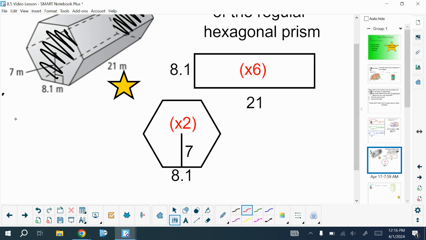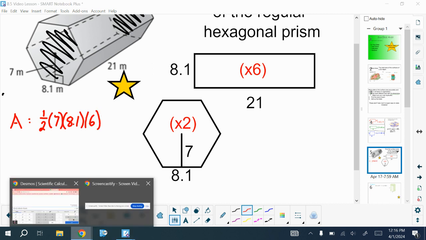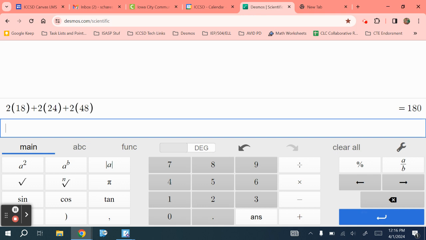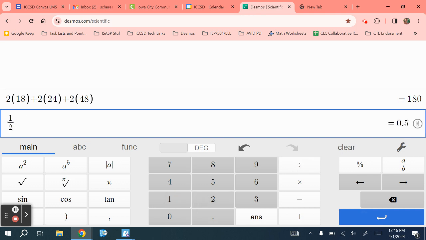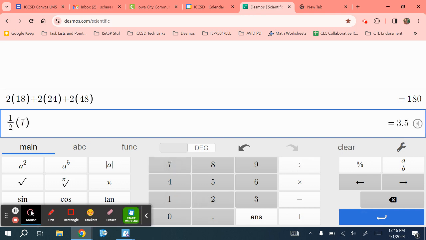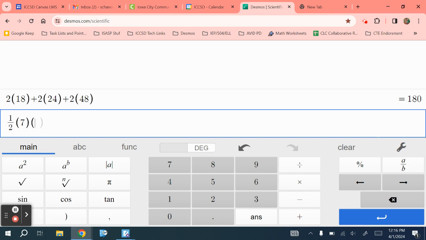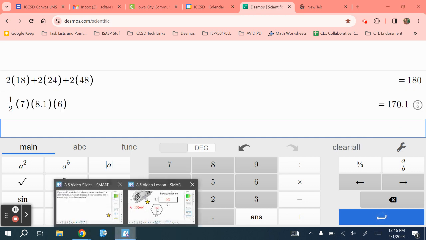So for my hexagons, I know my area formula is 1/2 times a, which in this case is the 7, times s, which is 8.1, times n, which is 6. I will plug all of that into my calculator. 1/2 times 7 times 8.1 times 6, and that's 170.1.